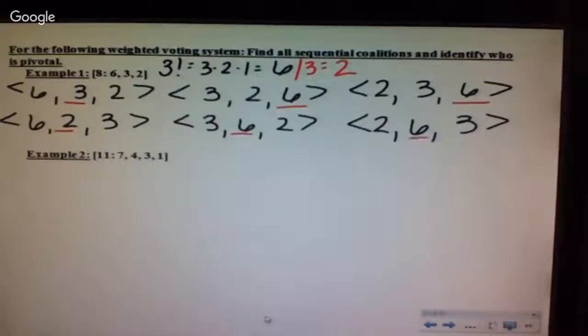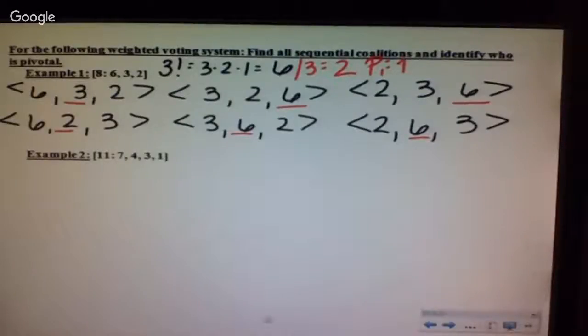2, 6, 3. Okay. You want to know how to do Shapley power index? How many times did I underline player 2? Once. How many times did I underline player 3? Once. Out of a total of how many? 6.